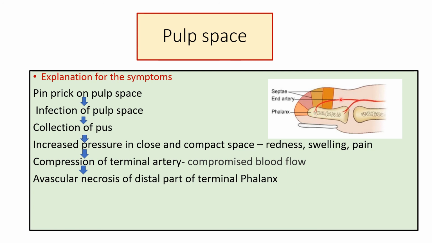This is the terminal artery that is supplying the distal 2/3 of the terminal phalanx, whereas the base of it is spared because it is receiving the branch proximal to the pulp space. Because of this avascular necrosis, it can result in gangrene or, if left untreated, osteomyelitis. The infection can extend into the deep palmar space through the fibrous flexor sheaths.